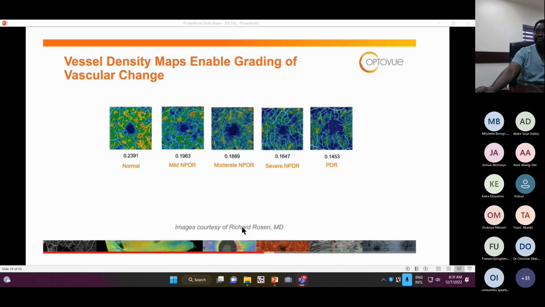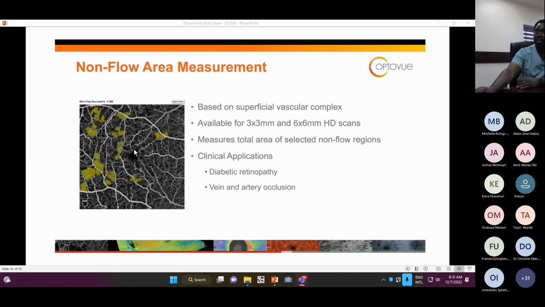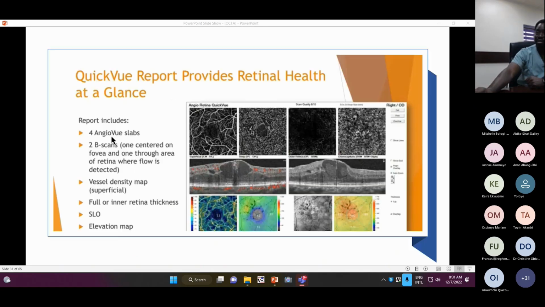Just like the foveal avascular zone, it's also been established that foveal vascular density changes in diabetic retinopathy patients. And when you compare to normal, the foveal density begins to reduce. And when it's proliferative, it's really much, much lower than in the normal patients. So we can also look at non-flow area characteristics. We can look at areas where there is good flow. This is good in patients who have, for instance, vein occlusions. You can look at areas where there's good blood flow and areas where the blood flow is inadequate.